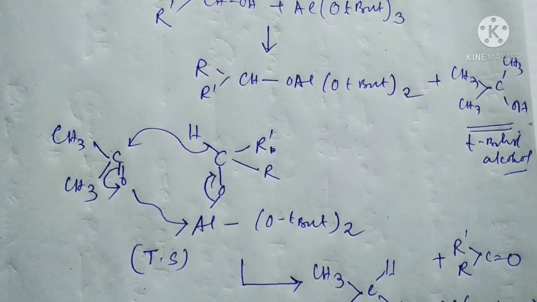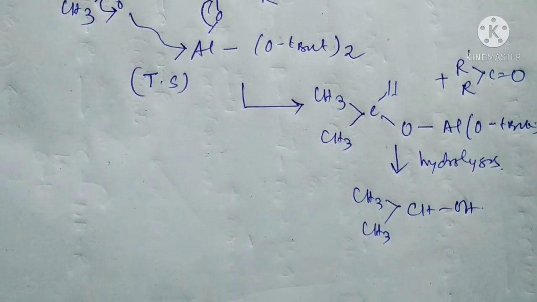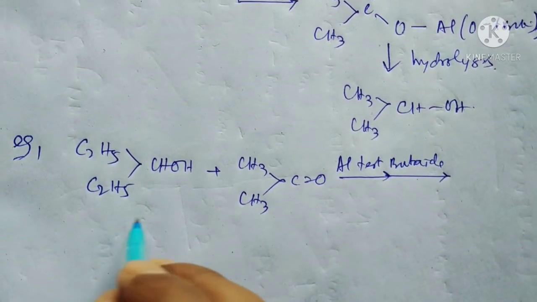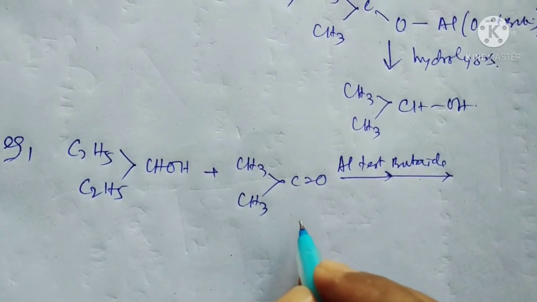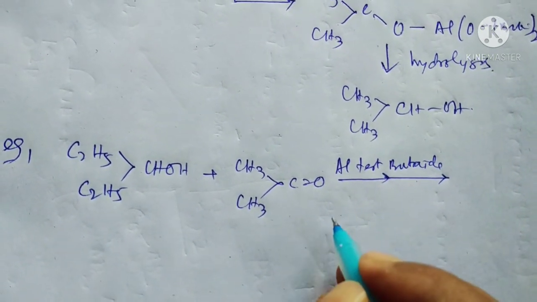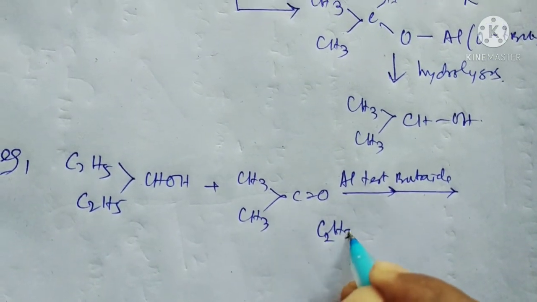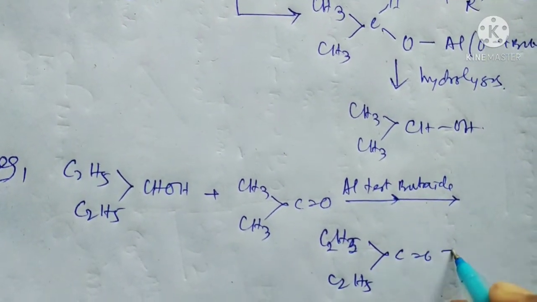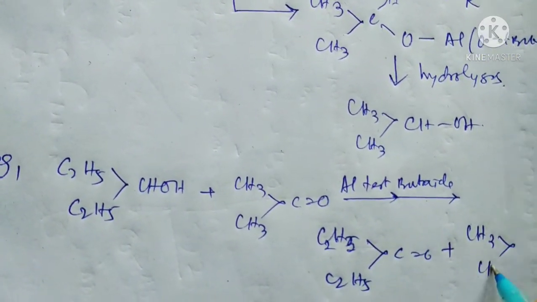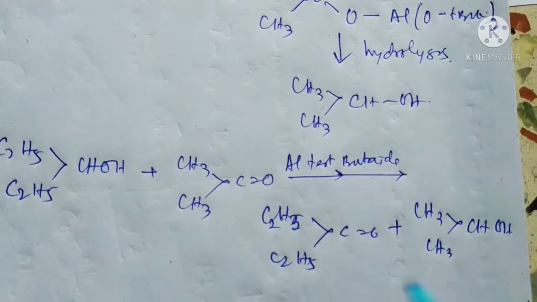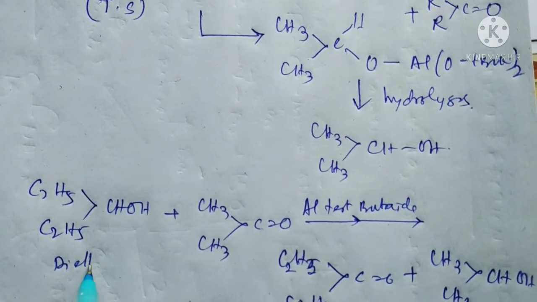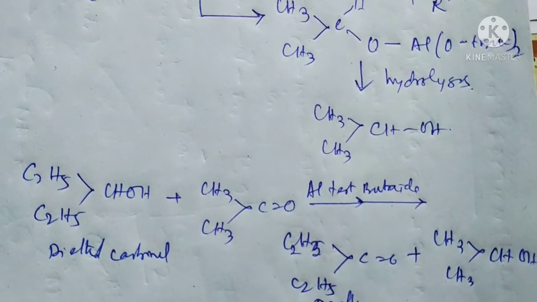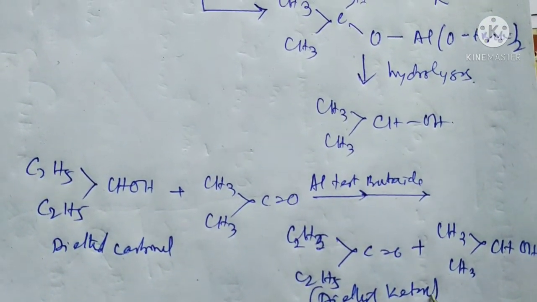Now I'm going to show you some of the examples. Okay, let's see. Here you can see the first example, diethyl carbinol, this one. It reacts with acetone in presence of aluminum tertiary butoxide. It forms diethyl ketone, and isopropyl alcohol with that. This is diethyl carbinol, and it forms the diethyl ketone.